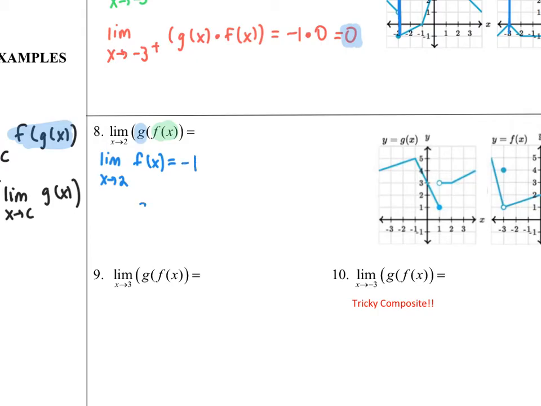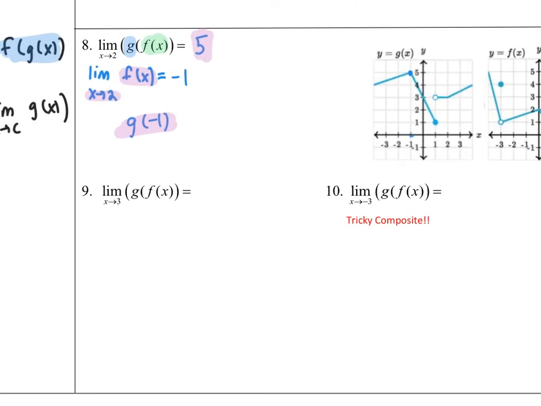And then I just do g of -1. And at -1, and this isn't a limit, this is a function value at -1, g has a value of 5, so my final answer here is 5. This question was pretty straightforward because the limit as x approaches 2 of f existed, and also g of -1 was defined. If those two things don't happen, they get a little bit tricky, and that's what I'm going to look at for questions 9 and 10.